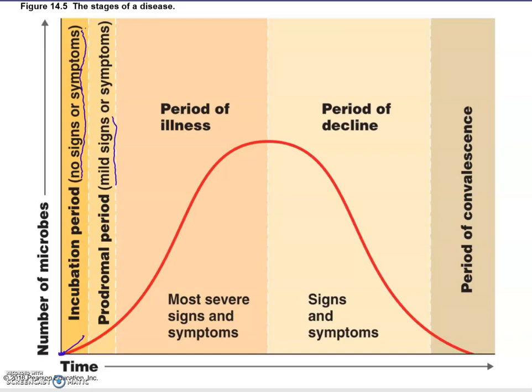Then you have the period of illness and you're feeling worse and worse. So that will be the period of illness. And then you start getting better. That will be the period of decline. And then here you're in convalescence, where your body recovers to the pre-disease state.